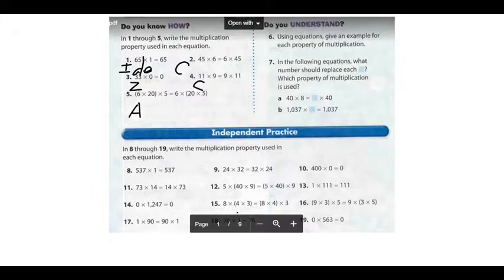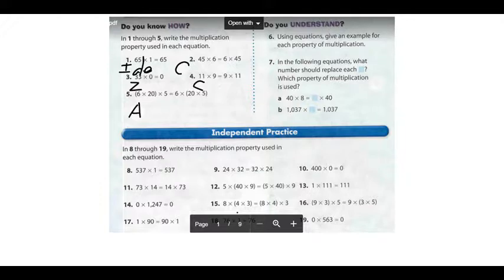You should have gotten for number 3 the zero property, for 4 the commutative property, and for 5 the associative property, because we changed the grouping of the factors but would still get the same product. Let's look at number 6 and 7. Number 6 says using equations, give an example for each property of multiplication.